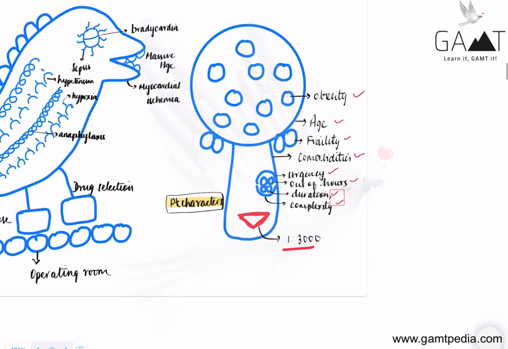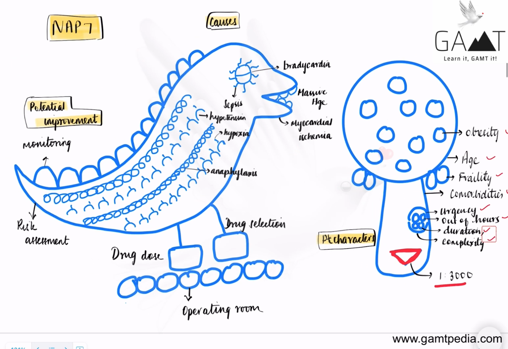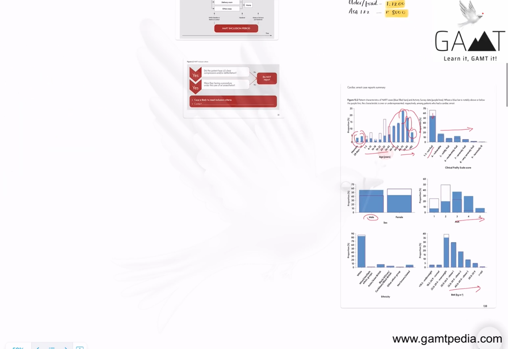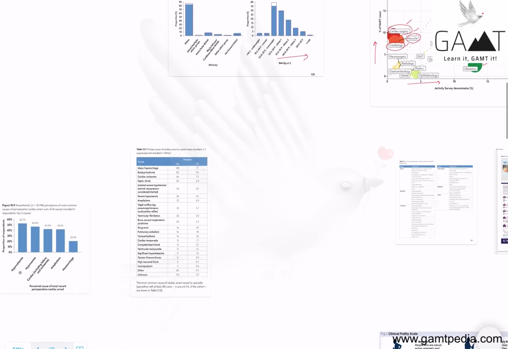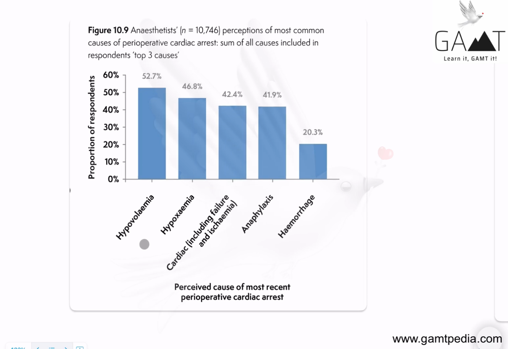Next, we're going to go into the causes. The cause is interesting because they did a baseline survey at the start and asked the anesthetists what they thought was the most common cause of perioperative cardiac arrest. This is what the anesthetists thought before the NAP7 project. Most of them thought hypovolemia was the number one cause, followed by hypoxemia, cardiac causes, anaphylaxis, and hemorrhage. So hemorrhage was way down their list.